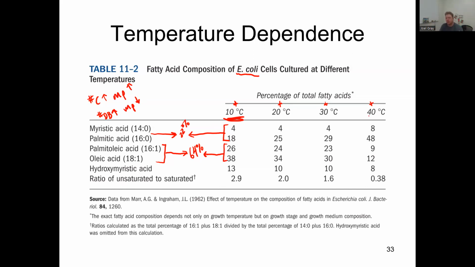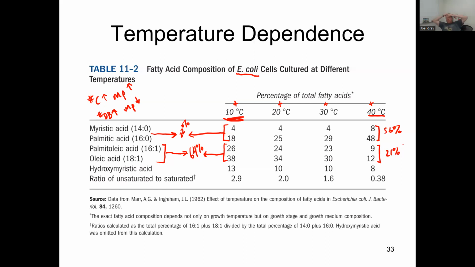Now let's go to the opposite end of the spectrum, 40 degrees Celsius. 56% of the fatty acids were saturated at 40 degrees Celsius. 21% were unsaturated at 40 degrees Celsius. So more than half were saturated and less than a quarter were unsaturated. So the numbers are a little bit off, but that's almost the saturation and unsaturation flipped at 40 degrees from what it was at 10 degrees Celsius. So we favored saturated fatty acids at 40 degrees Celsius, whereas at 10 degrees, we favored unsaturated fatty acids.